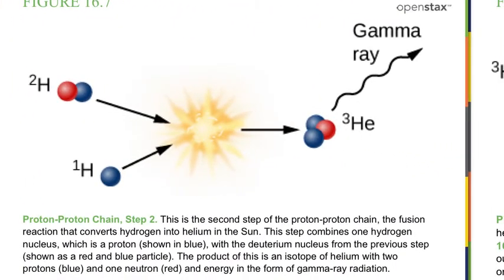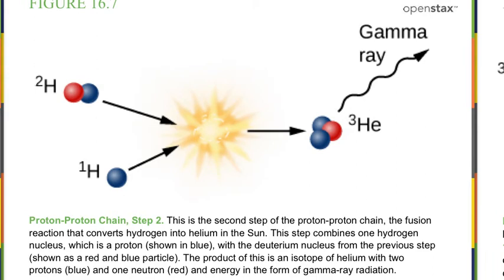Now this deuterium nucleus that we just created is also flying around there in the sun. It hits another hydrogen atom. These guys combine to form what we call a helium-3 nucleus. It's helium because it's got 2 protons. These blue guys are protons. And 1 neutron. And so it's helium-3. The 3 means it's got 3 total protons plus neutrons. And a gamma ray. That gamma ray is just a light ray that's carrying away a lot of energy. That's part of where the sun's energy comes from.